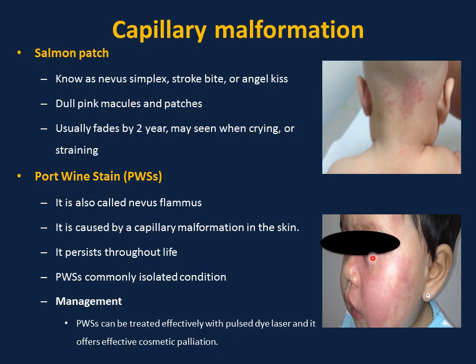Very important to check the eyes to rule out the association with Sturge-Weber syndrome. This child has Sturge-Weber syndrome with port wine stain, but most commonly it is an isolated condition. Very important to keep that in mind.